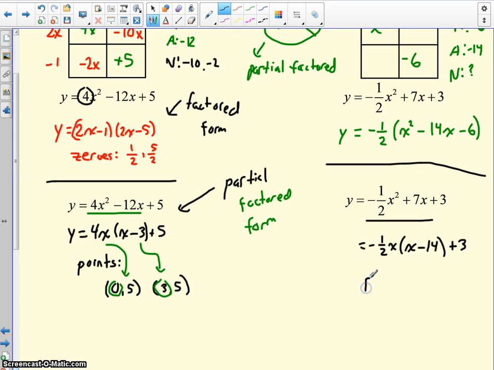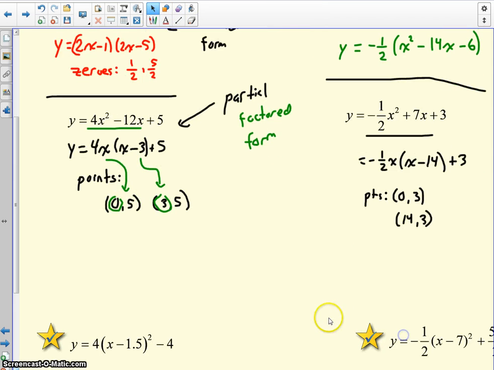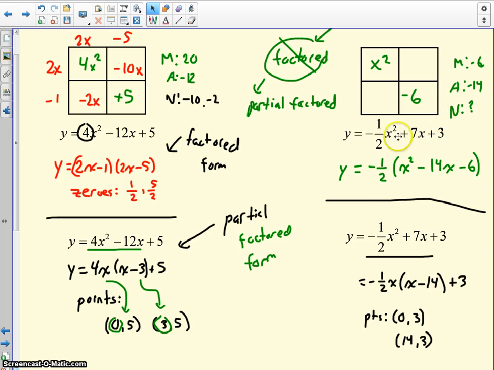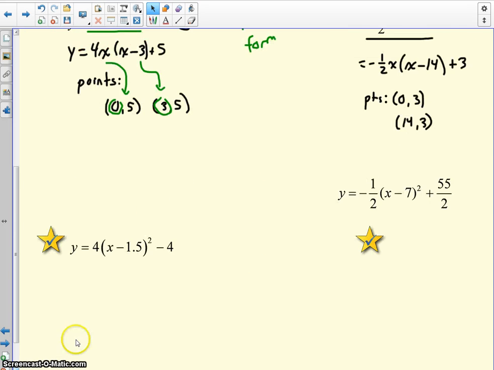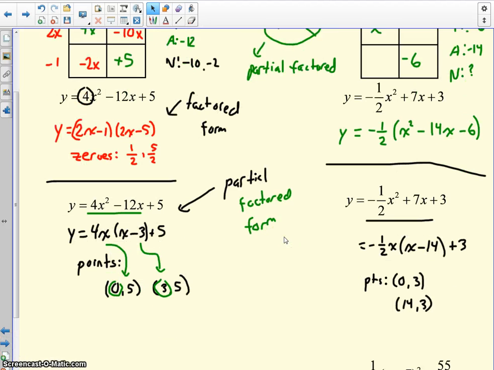So this means I'll have points at (0, 3) and (14, 3). So from here I could find the axis of symmetry, and the vertex, and then find vertex form. Again, I'll leave you to practice that to make sure you can get it to work out. But again, just note that some equations in standard form do not factor, so you have to use partial factoring in order to try to get into vertex form.